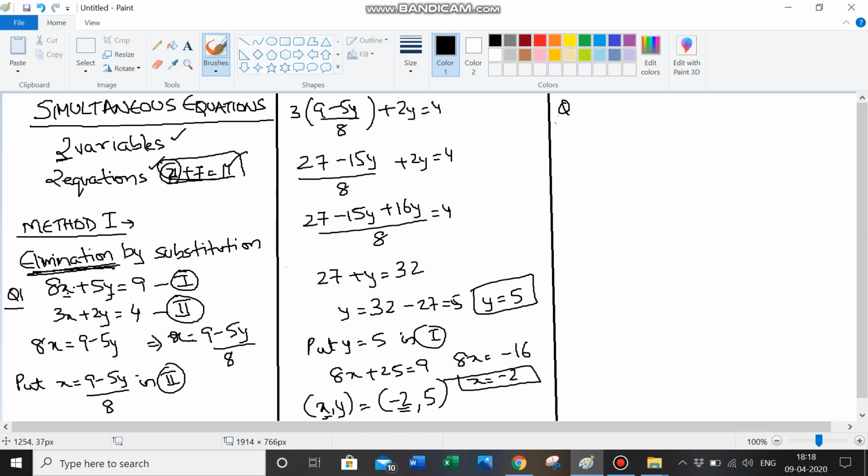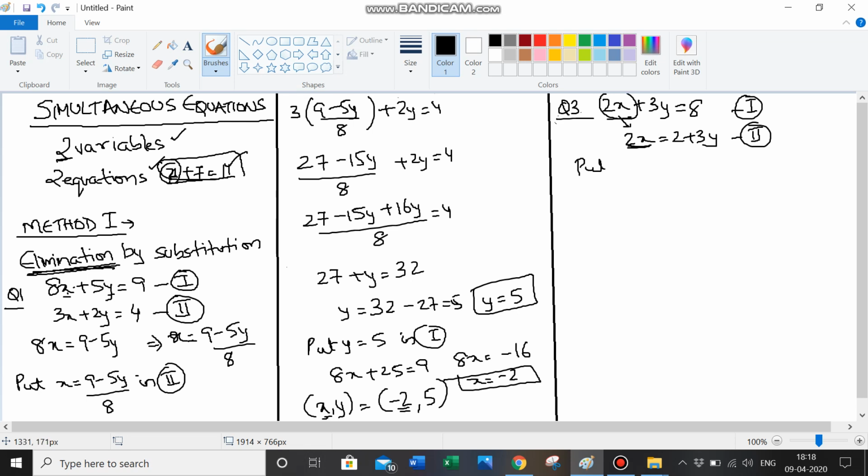Right, let's move on and let's do question number 3. Question 3 is 2x plus 3y is equal to 8 and 2x is equal to 2 plus 3y. Let's give it equation 1, equation 2. I noticed that in this case, the coefficient of both the variables is equal, which means I don't need to convert it into x is equal to something. I can just replace 2x with this value, right?